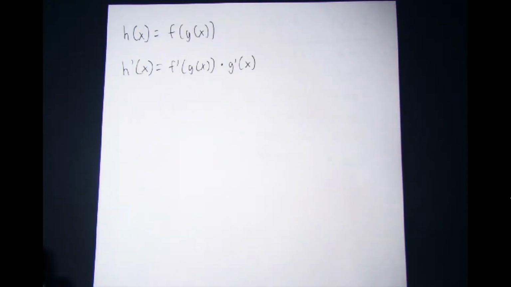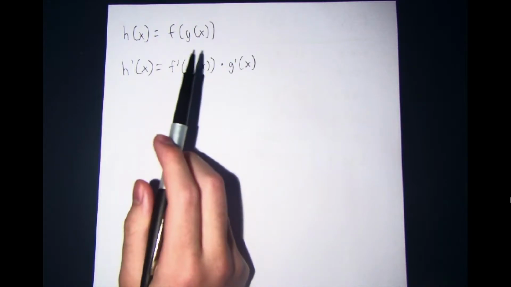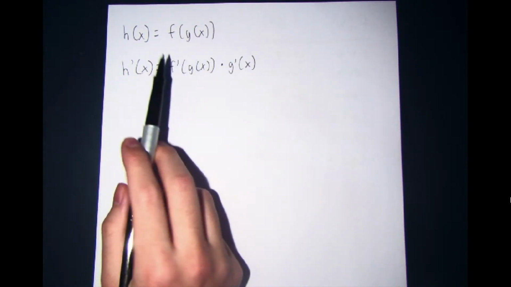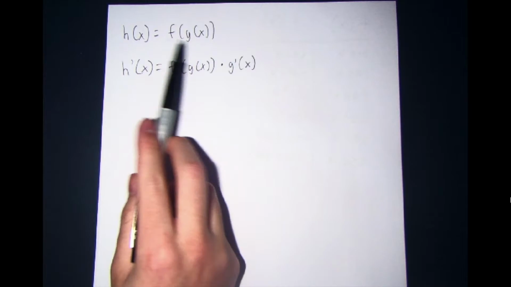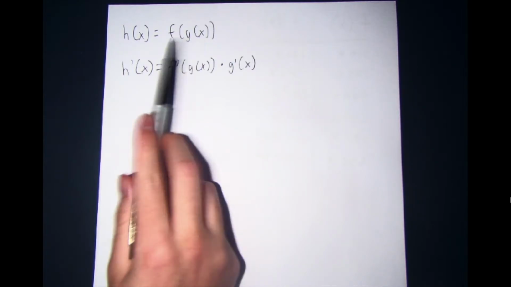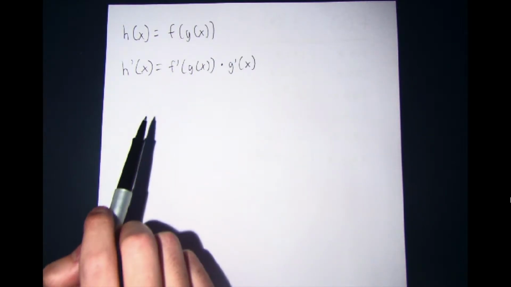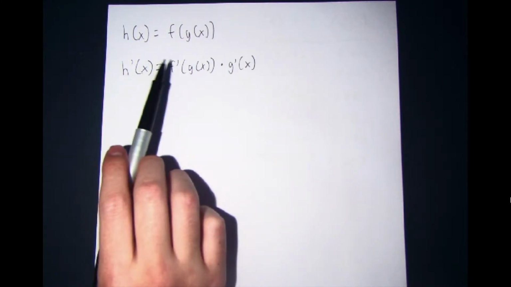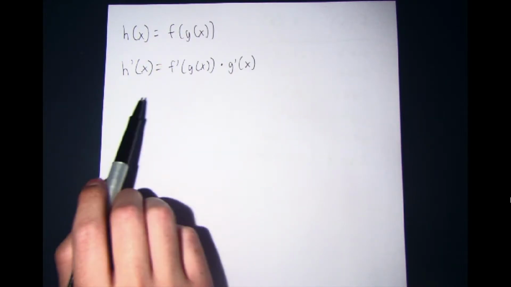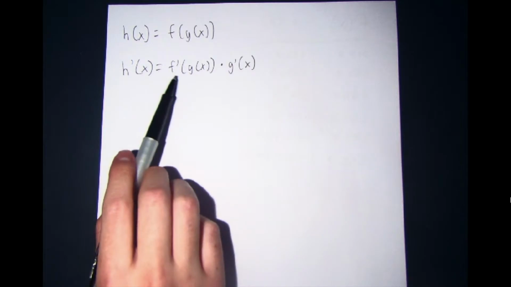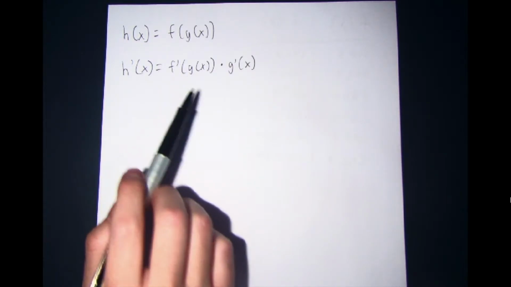So we use the chain rule for composite functions. That's when you have a function within a function. So if you look at the example here, it's f of g of x. You can see that the function g of x is inside of f of x. So whenever you see a situation like this, what the chain rule states is that h prime of x is equal to f prime of g of x times g prime of x.